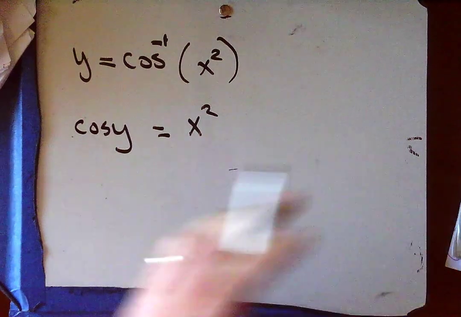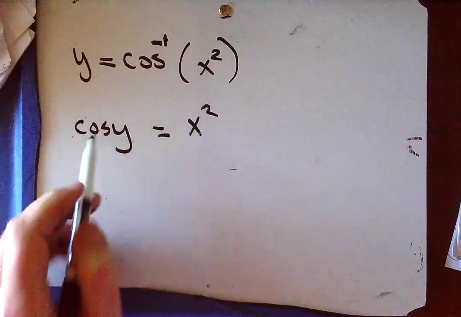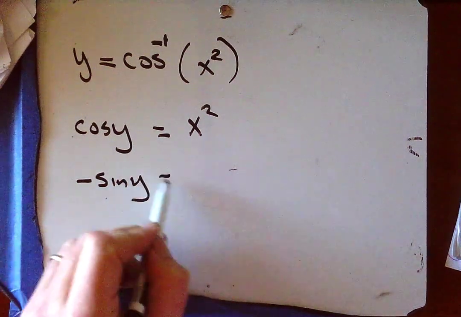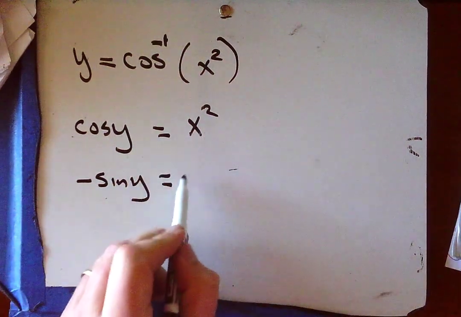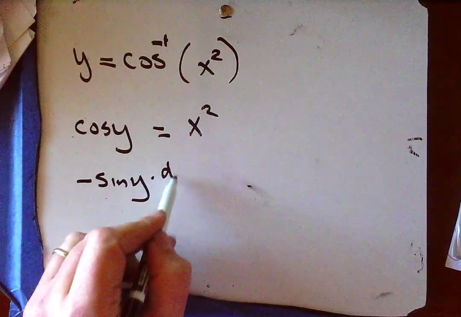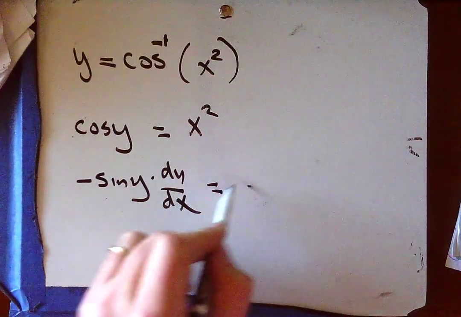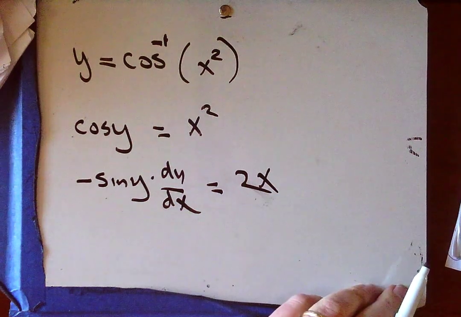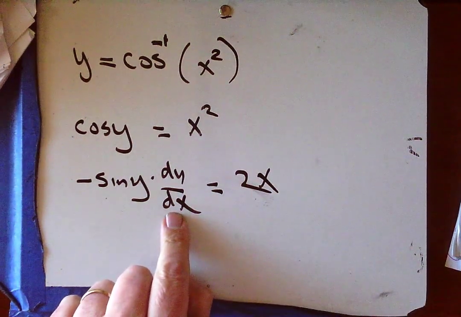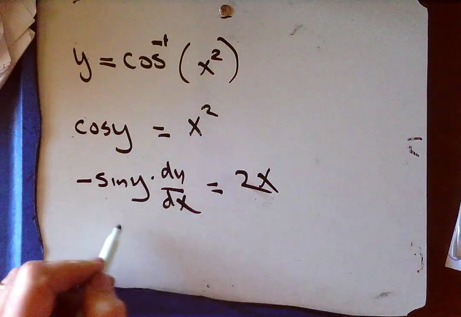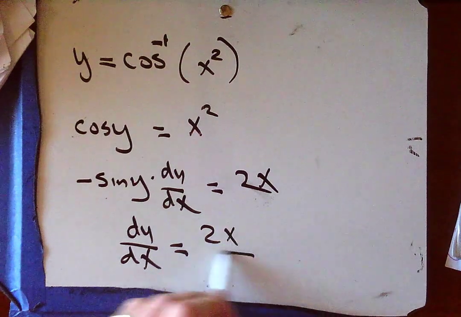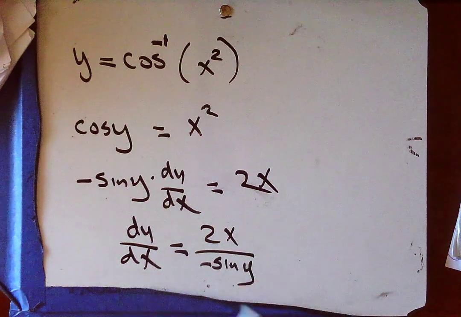And now what? Well, I take the derivative of this. I get negative sine y. I take the derivative over here, and I get 2. Oh, I did it again. Don't forget the dy dx. And on the other side, we have 2x. Again, we're going to solve this for dy dx. So I'm going to have dy dx equals 2x over negative sine y.